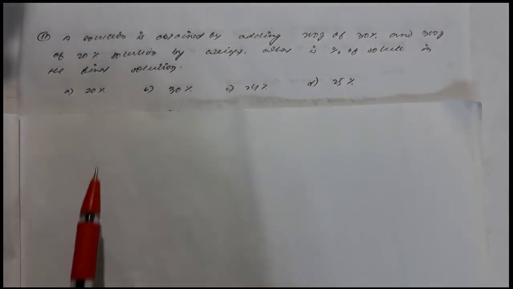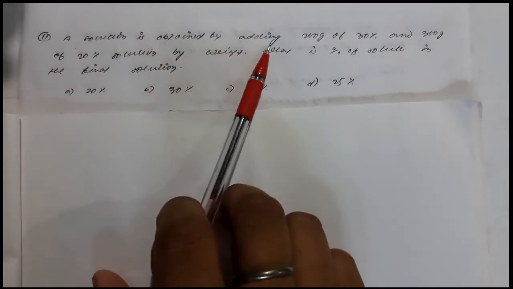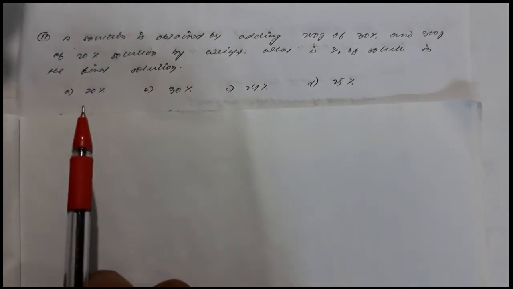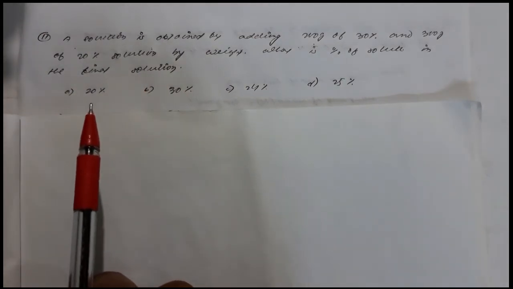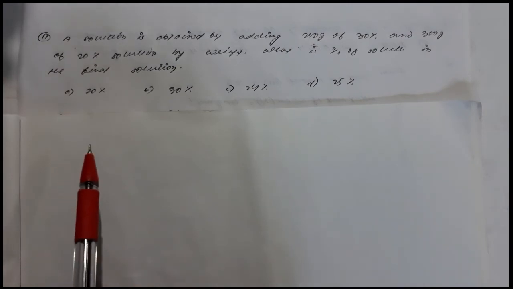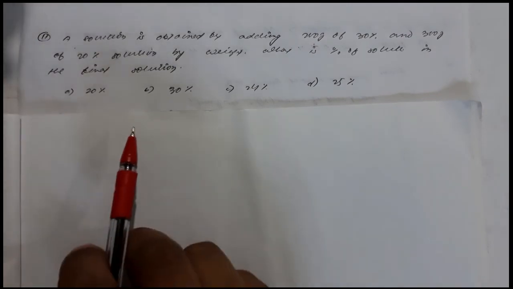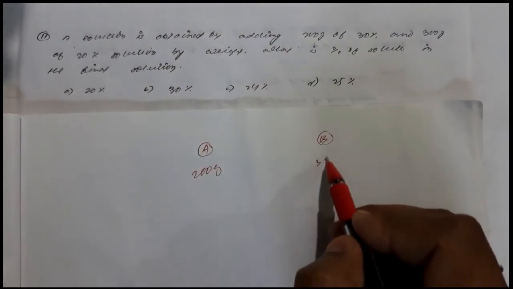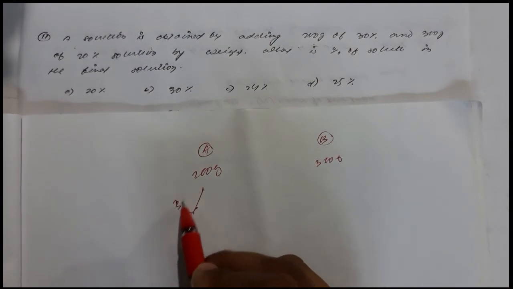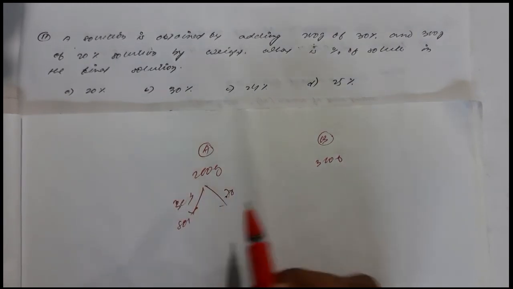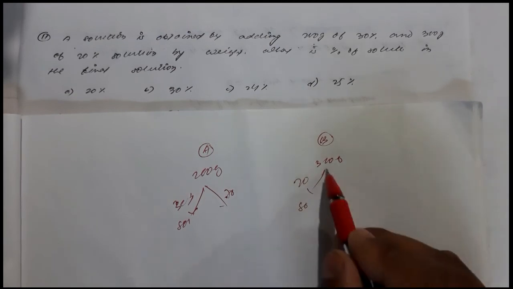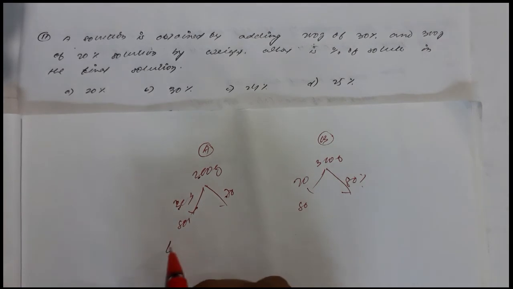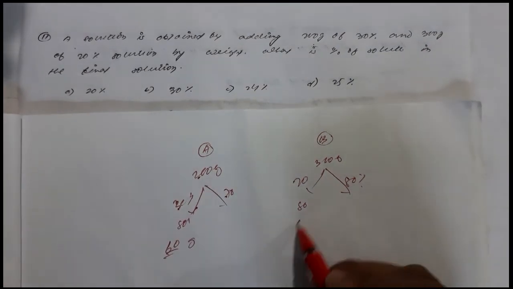Here I have another question. A solution is obtained by adding 30% by weight of 200 gram and 20% by weight of 300 gram solution. What is the percentage of solute in the final solution? Two solutions, A and B, are 200 gram and 300 gram. In A, 30% is solute and the rest is solvent. In B, 20% is solute and the rest 80% is solvent. 30% of 200 is 60 gram, and 20% of 300 is also 60 gram.